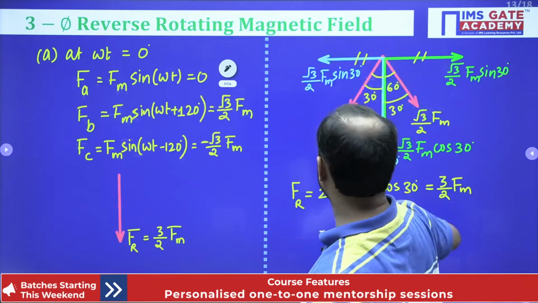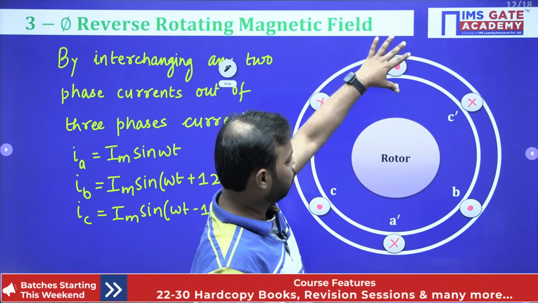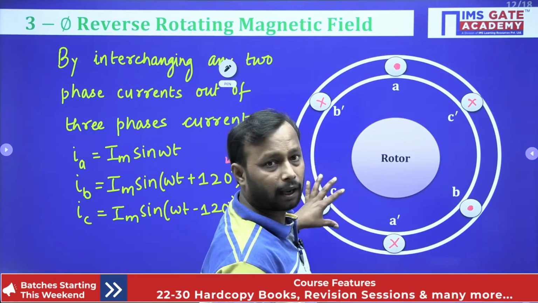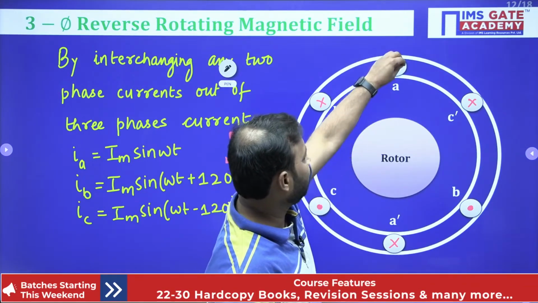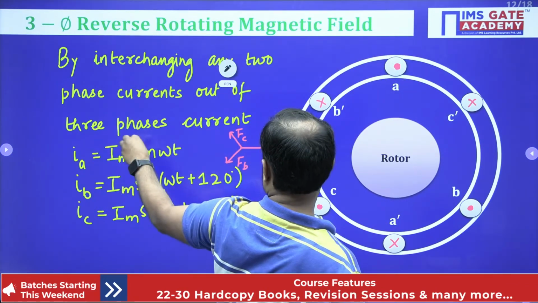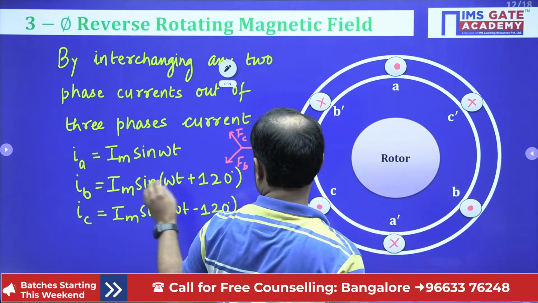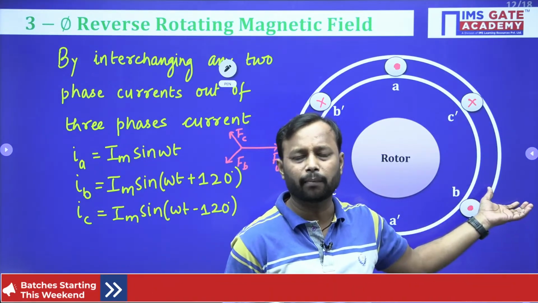All right. See, I can name this as B, this as C, this as A. All right. But in phase C, let me take the current here, Im sin omega t. Let us take this as phase A and the current here as Im sin omega t minus 120.